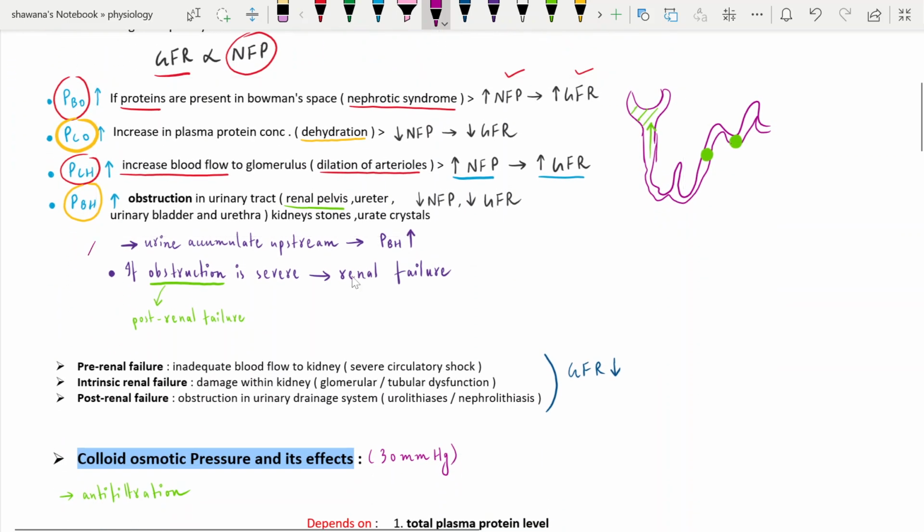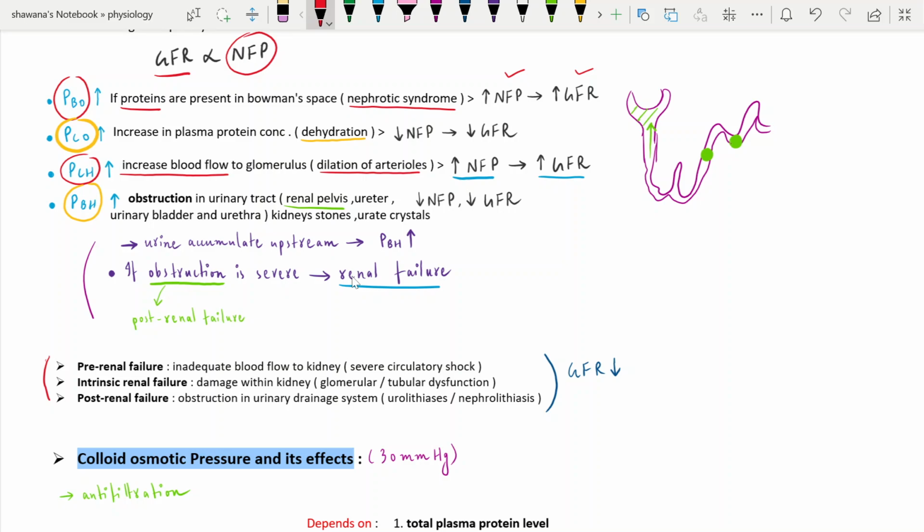The same thing is written here: urine will accumulate upstream, so it will increase the Bowman's hydrostatic pressure. If the obstruction is severe, in case of post-renal failure, it leads to complete renal failure, so we can suffer from kidney failure, and there is no formation of urine in that case.